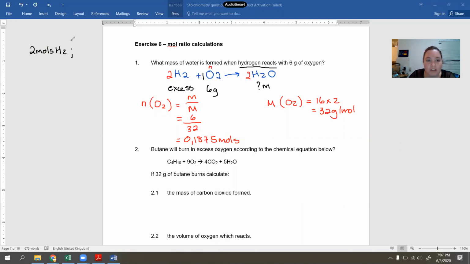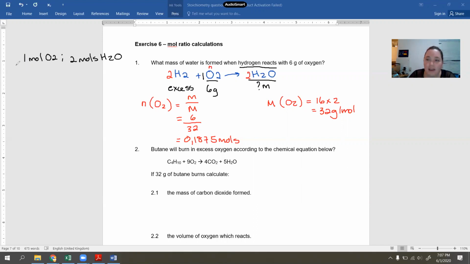will react, 2 moles, I lie. We're not caring about hydrogen, we're caring about oxygen and water. We've got enough hydrogen, so I'm going to take that away. We have 1 mole of oxygen will react to produce 2 moles of water.